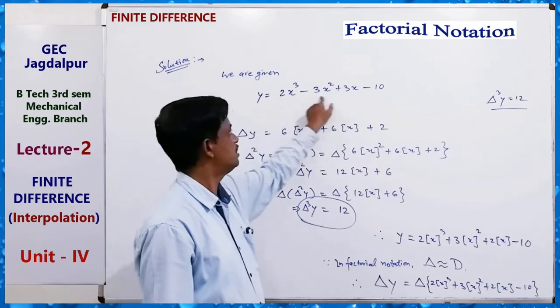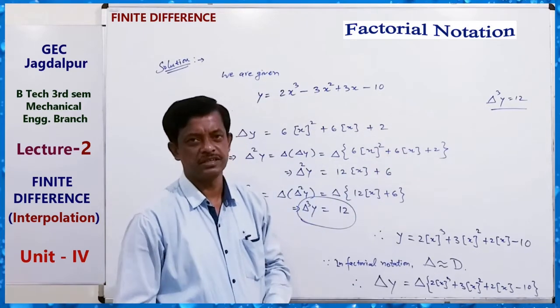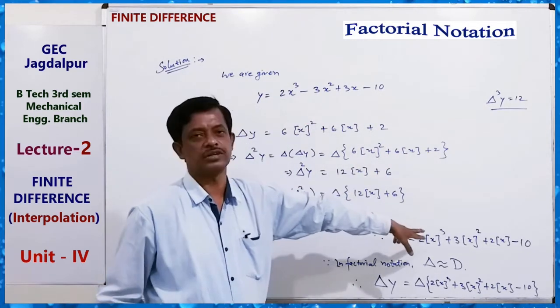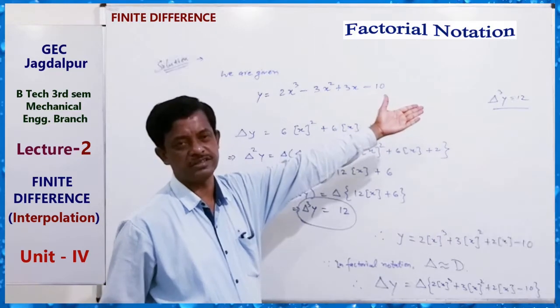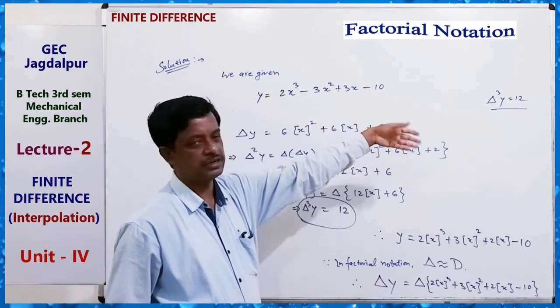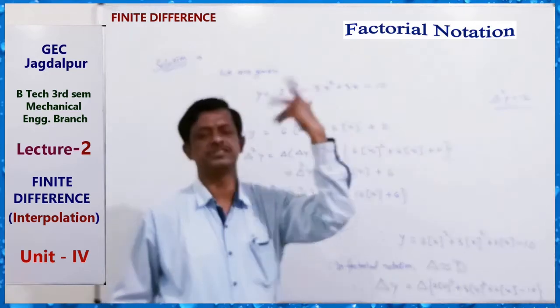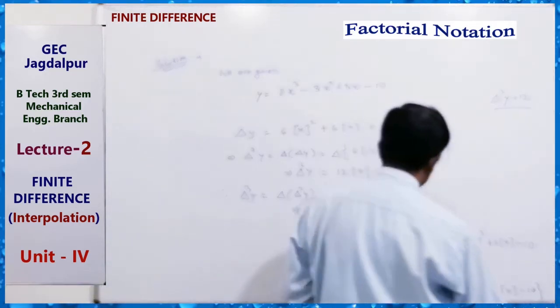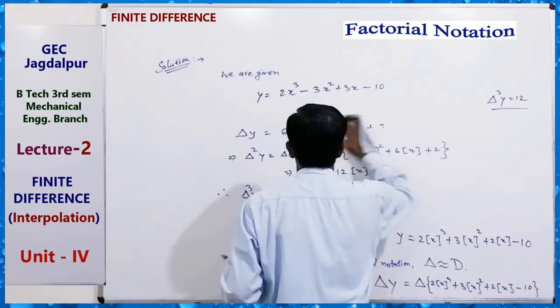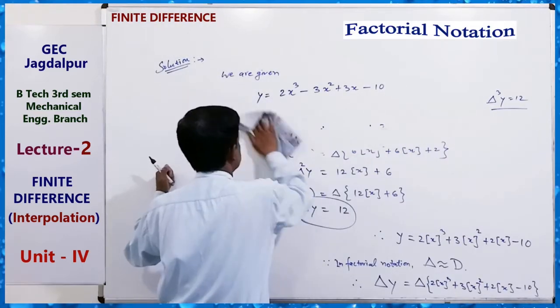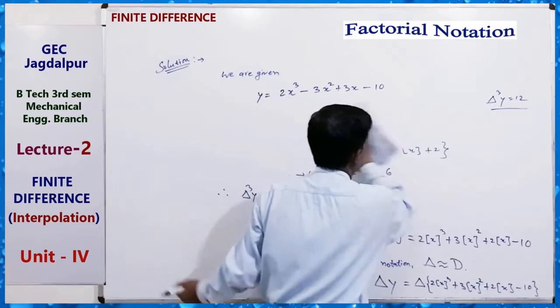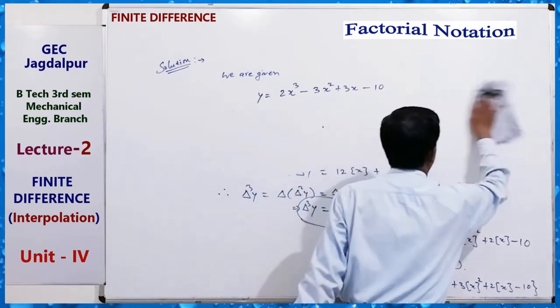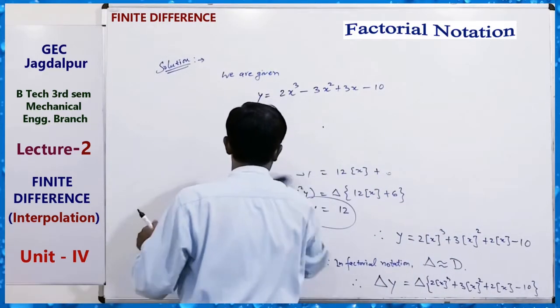Whenever the given polynomial is in terms of a simple polynomial, just convert it into factorial notation, and for finding differences of third order, fourth order, fifth order, just do differentiation. Do the differentiation, then you can get it. Okay, so conversion into factorial notation can also be done in another way. That is, we know that what?